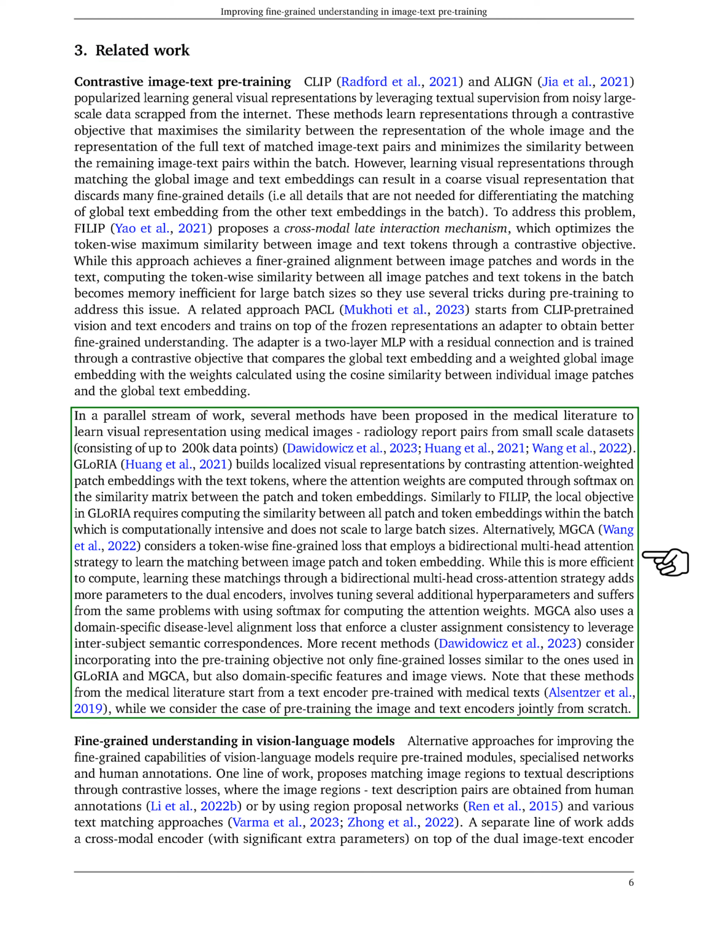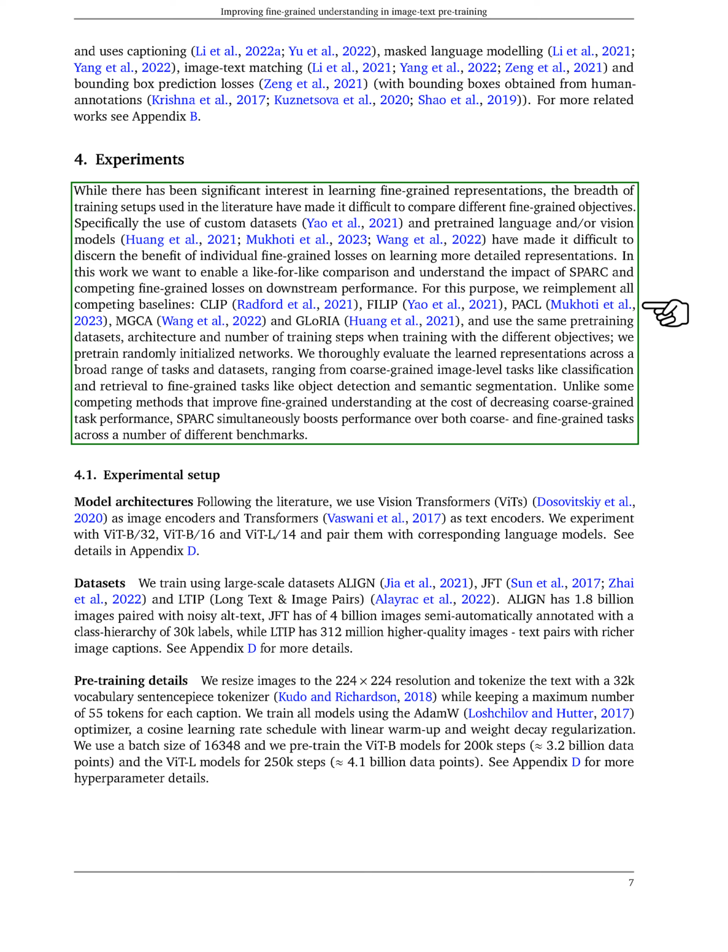In our experiments, we aim to compare different fine-grained objectives in a fair and consistent manner. We do this by re-implementing all competing baselines and using the same pre-training datasets, architecture, and number of training steps. We evaluate the learned representations across a wide range of tasks and datasets, from coarse-grained tasks like classification and retrieval to fine-grained tasks like object detection and semantic segmentation. Our method, Spark, improves performance on both coarse and fine-grained tasks across a number of different benchmarks.